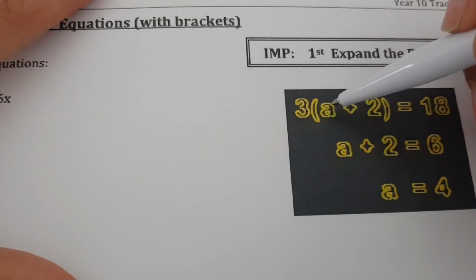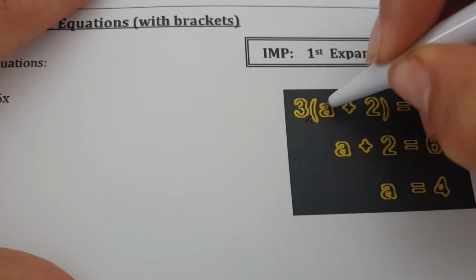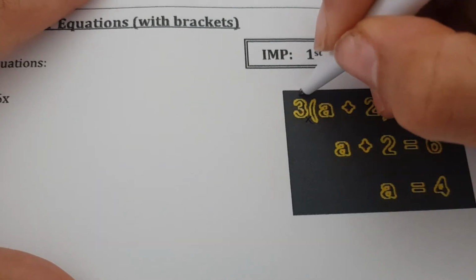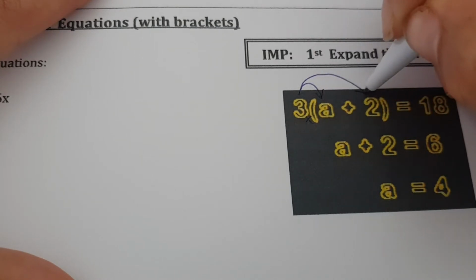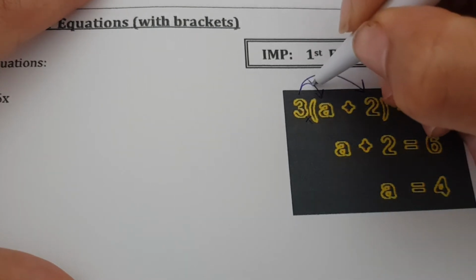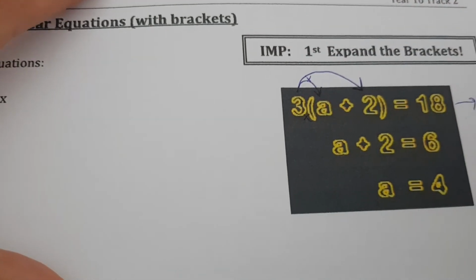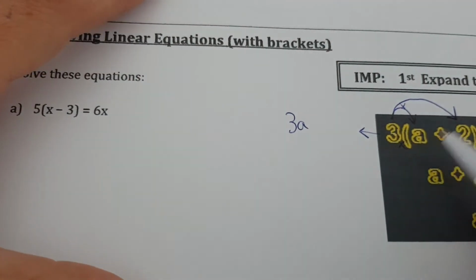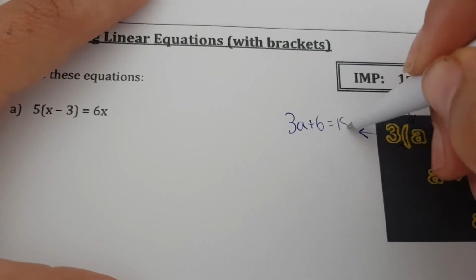So I have 3(a + 2). Remember that means 3 is multiplied by the entire bracket, meaning 3 is multiplied by a, and 3 is multiplied by 2. So 3 multiplied by a is 3a. Let me write it down. 3 multiplied by a is 3a. Then 3 multiplied by 2 is 6. And that is equal to 18.